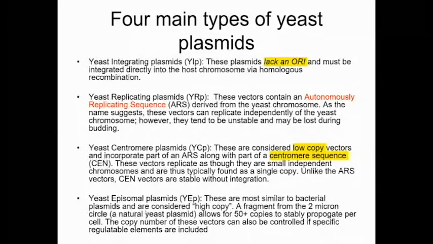And four main types that we just discussed. We have the integrated plasmid, okay, because they cannot replicate, they have to integrate into the chromosome and replicate. The plasmid that contains the ARS, autonomous replicating sequence, and the centromere plasmid, YCP, right? That's low copy number, right? And it incorporates part of ARS along with part of a centromere sequence, that's CEN, right? And then also YEP, that's episomal plasmid.